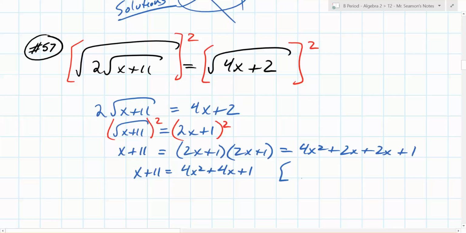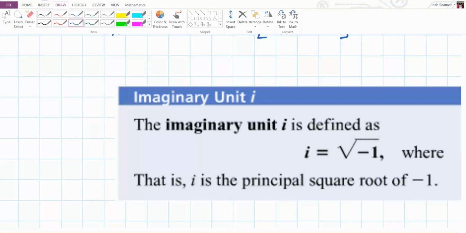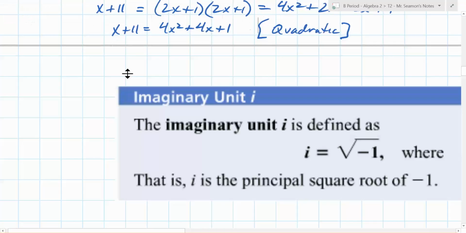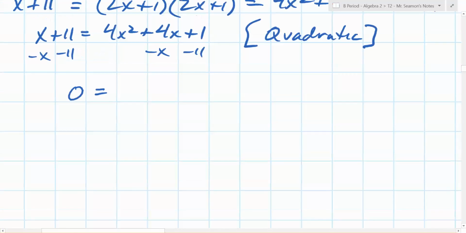What type of equation do we have? Quadratic. So what do we set it equal to? We want it to be equal to 0, so we need to clean this up a little bit. It's not that bad. What should we subtract from both sides? Let's subtract x and subtract 11, and you end up with 0 equals what? 4x squared plus 3x minus 10.